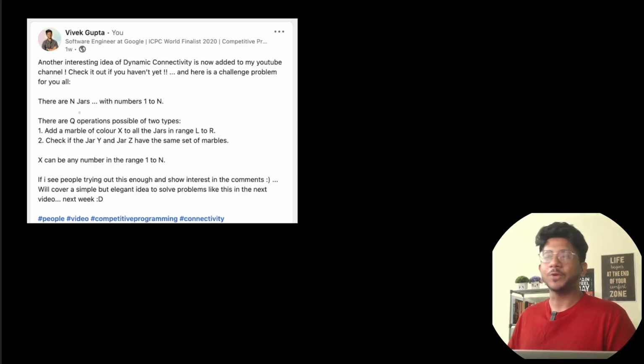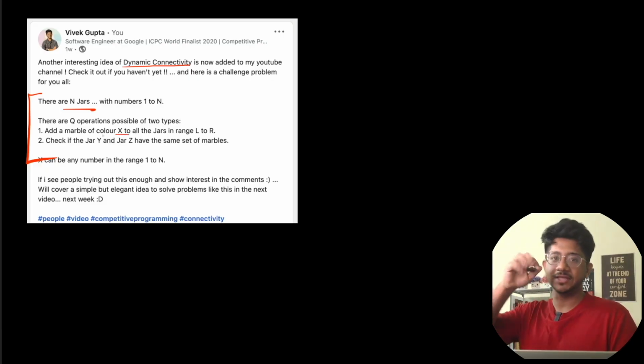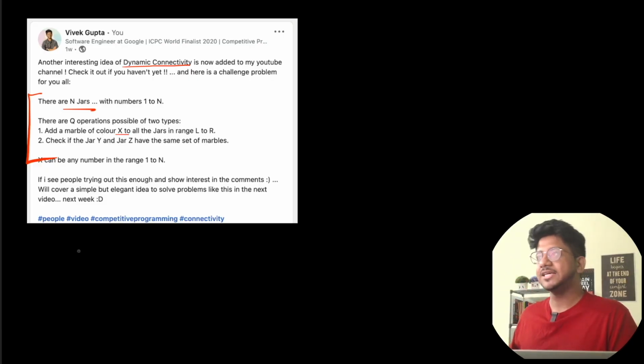The problem that I shared on LinkedIn was this, and the last video was on dynamic connectivity. You have n jars and there are q operations. One type of operation tells you to add a marble of some color, where the color can be in the range 1 to n, and you have to add a marble of color x in the range L to R.